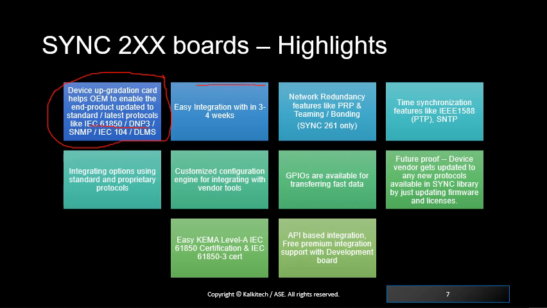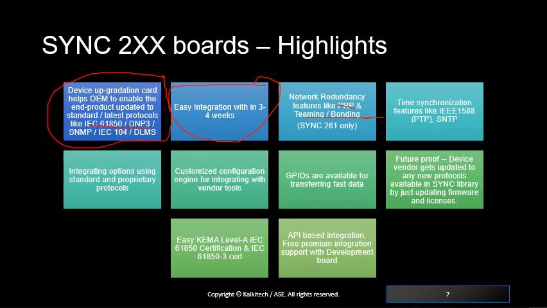The second point is that the integration is very easy, and within 3 to 4 weeks you will be able to migrate to the latest protocol. You are provided with a development board for testing it out externally, then you plug the module in internally, and your device will be capable of communicating with the latest protocol. Then network redundancy features like PRP, teaming, bonding, etc. are supported. It is available in Sync 261 only. So any device that wants to migrate with PRP, teaming, bonding, etc. network features can choose that.